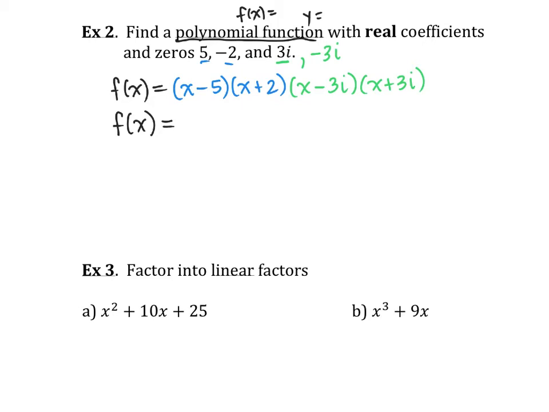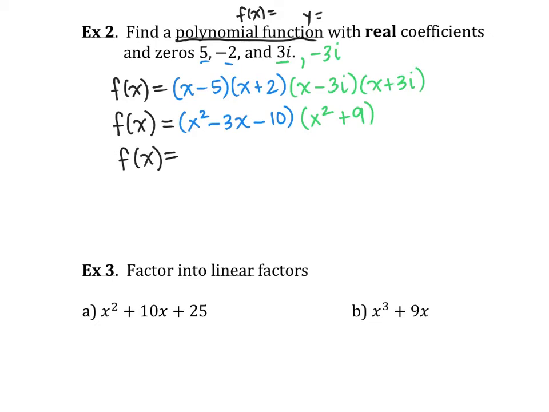I can see that doing my two blue factors together is going to be easier, and doing the two green ones together is going to be easier because I can do them in my head. So for the blue ones, x squared plus 2x minus 5x is minus 3x minus 10. Then if I multiply the two green factors, I get x squared minus 9i squared. But I know that i squared is negative 1, so negative 9 times negative 1 turns this into x squared plus 9. I have to now multiply these two together.